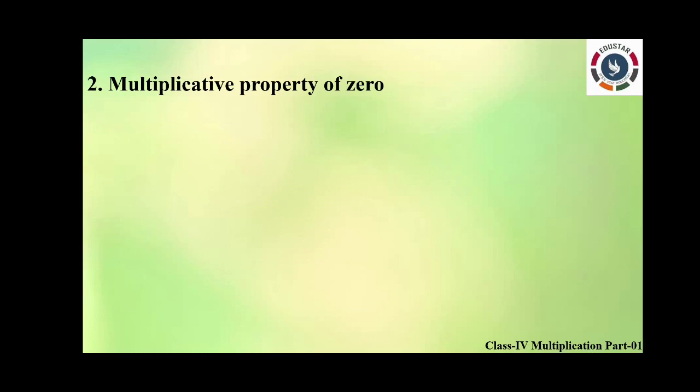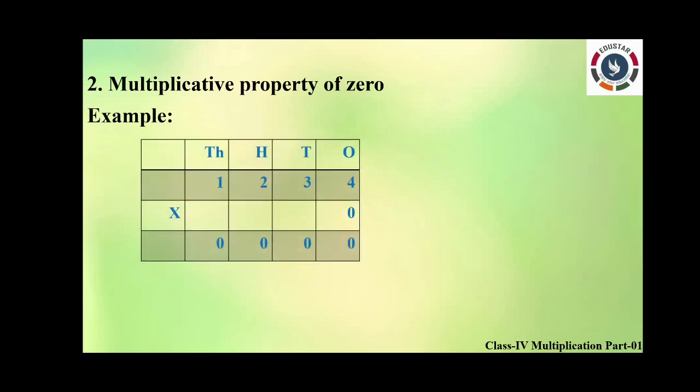Second property, multiplicative property of 0. When we multiply any number with 0, the product is always 0. Look at this example. 1234 is multiplied with 0. We get the product 0. This property we can say is the 0 property of multiplication.